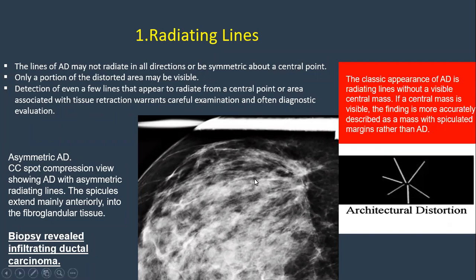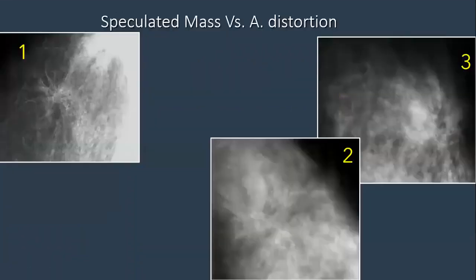And in this case, the biopsy was infiltrating ductal carcinoma. Okay. Spiculated mass versus architectural distortions. Any volunteer who's going to take this case? Number one, is it a spiculated mass or an architectural distortion? Huh? Spiculated mass. Who is talking? You said what?